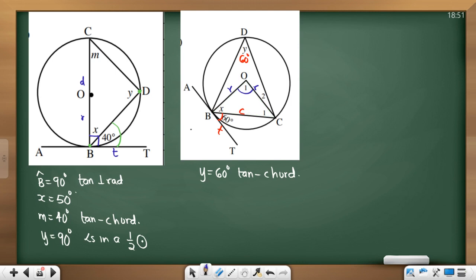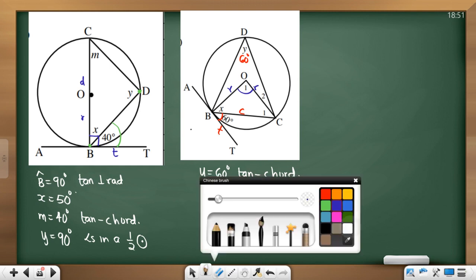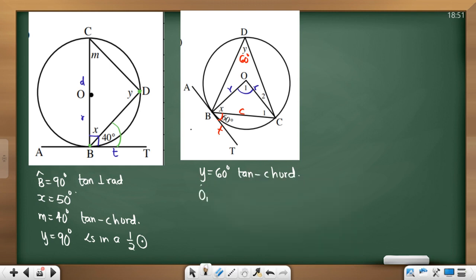So angle at the center is 2 times angle at the circumference. Remember, the one in the middle is always the bigger one. Great. So can I say angle O1 equals 120 degrees? Angle at center is equal to 2 times angle at circumference. Then C1 is equal to x.